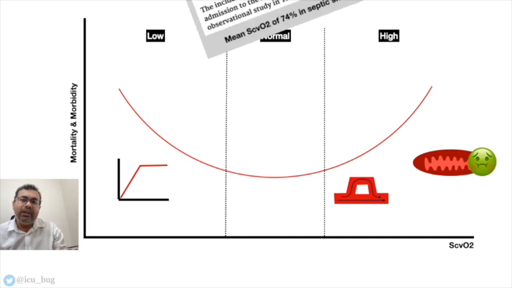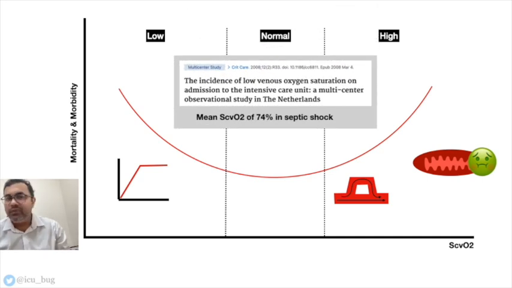So, a very interesting observation was made in this study that in septic shock patients, the mean central venous oxygen saturation was 74%, and only 1% of these patients had low oxygen saturation of the central venous sample. So this means the majority of them had normal or a high central venous oxygen saturation. So just looking at the central venous oxygen saturation does not give us a good picture.